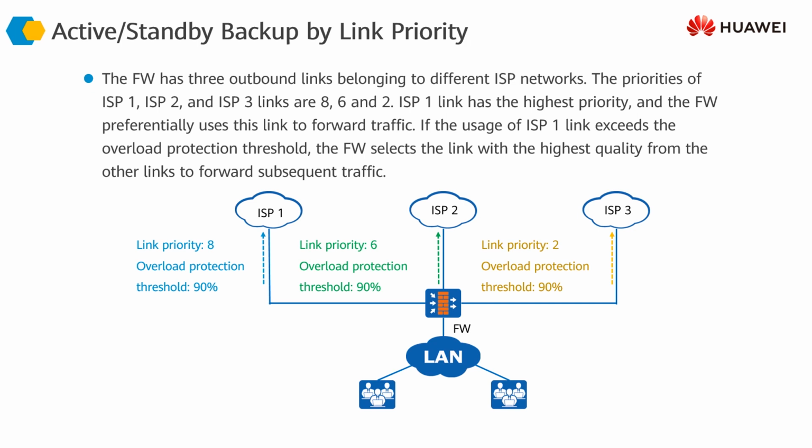Links 2 and 3 will not be used unless the overload protection threshold of the first link, or the highest priority link, is exceeded. So whenever the traffic through ISP 1 goes beyond the overload protection threshold, only then would the ISP 2 and ISP 3 links be used. Next will be the ISP 2 link, and once the capacity or the overload protection threshold on the ISP 2 link exceeds 90%, then we will start using the ISP 3 link. So in this case, it's not a load balancing mechanism, it's an active standby mechanism whereby only one link is being used at any given time.